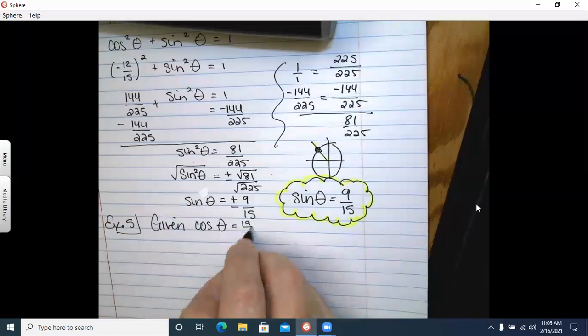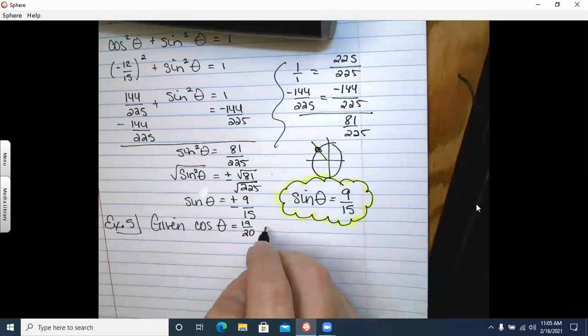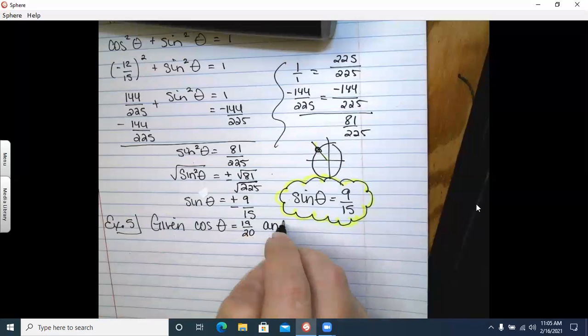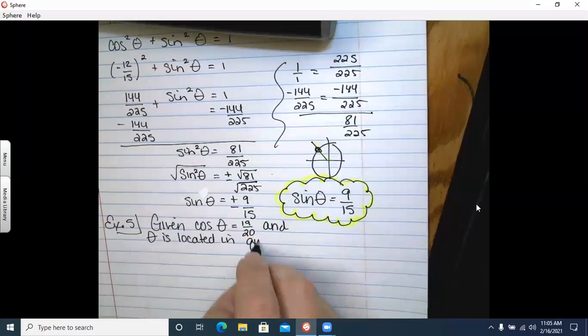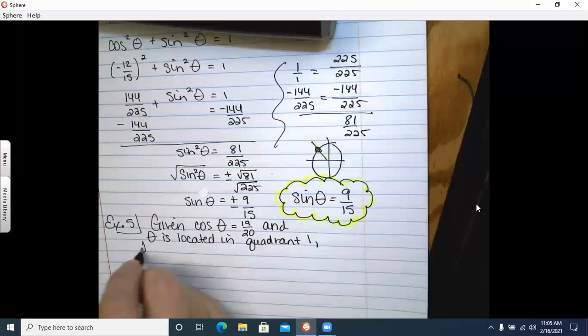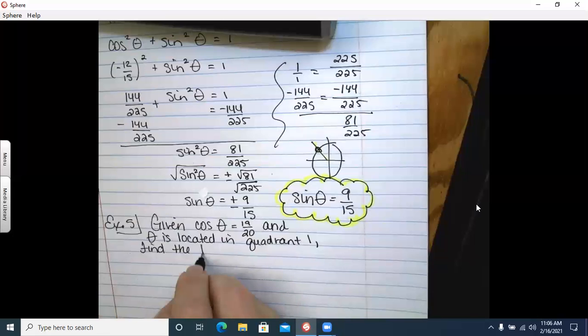So given the cosine of theta is 19/20 and theta is located in quadrant 1, find the tangent of theta.